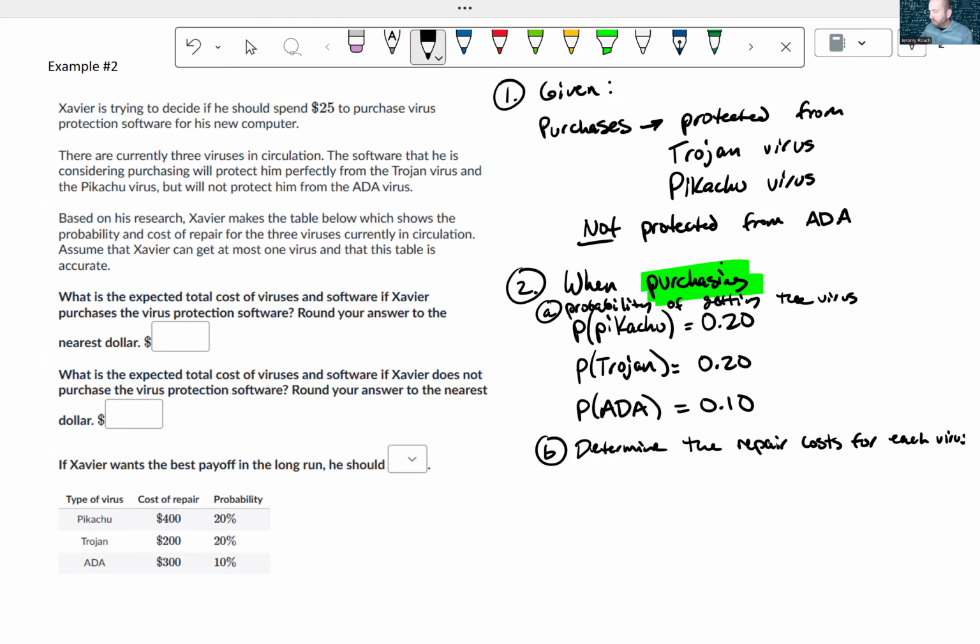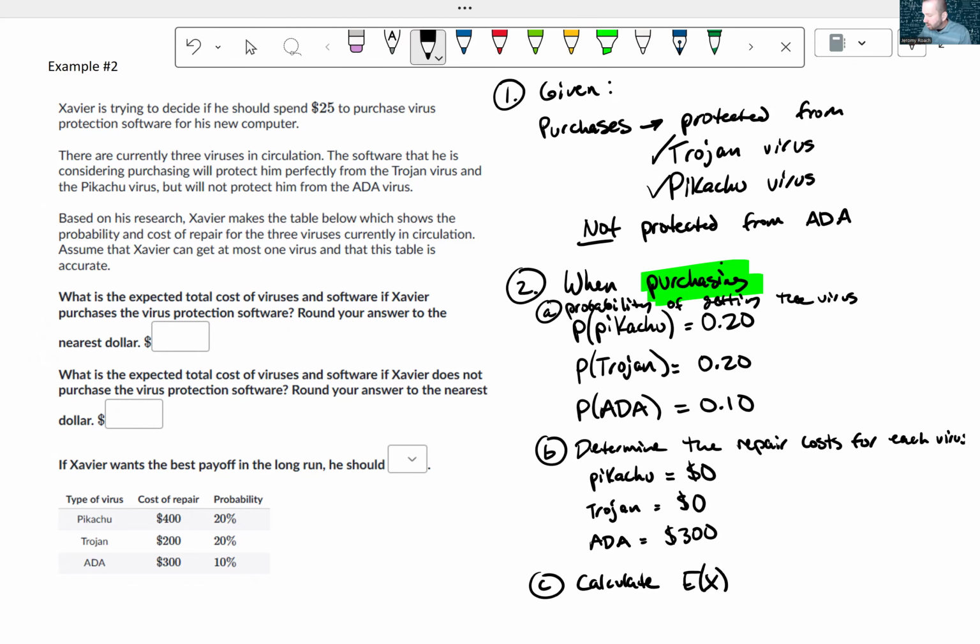Okay, so for the Pikachu virus, when he does purchase it, he's covered. So the Pikachu virus is 0. Doesn't cost him anything. If he gets the Trojan virus, also protected. Doesn't cost him anything. But if he gets the ADA virus, he still has to pay $300 because his software doesn't cover that virus. Okay, so now we're going to find the expected value of purchasing virus protection.